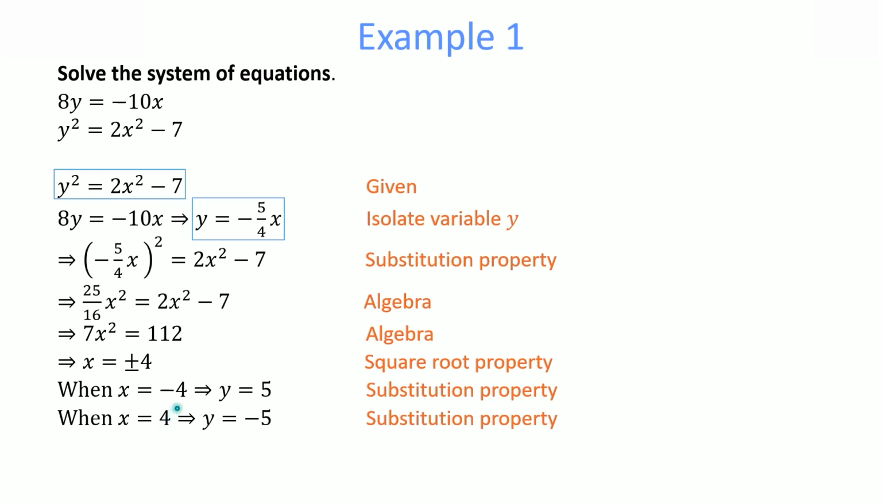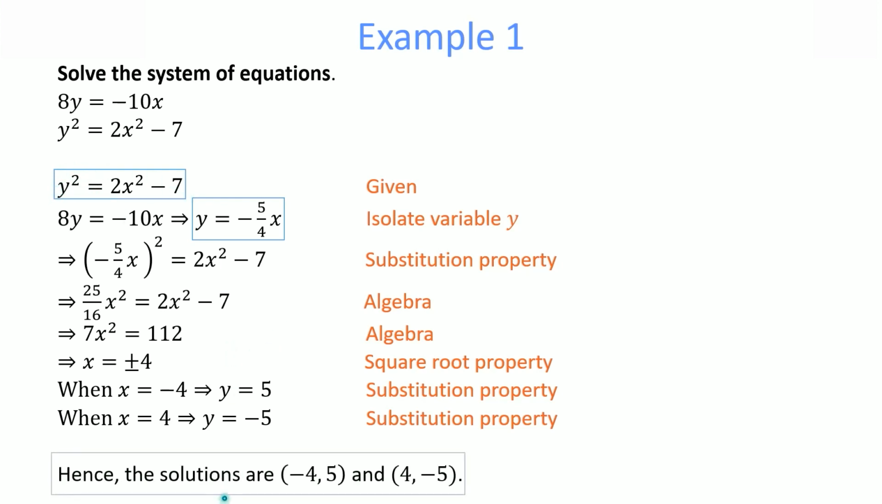Then we can find y, like so, for x equals minus 4 and x equals 4. So what we do is we substitute x equals minus 4, x equals 4 in this equation here, or in this one as well. It's up to you. So then we have the solution as the point minus 4, 5, and also the point 4, minus 5.